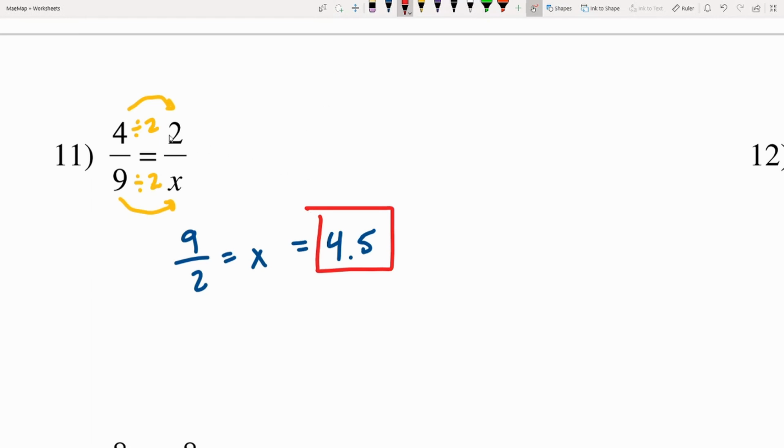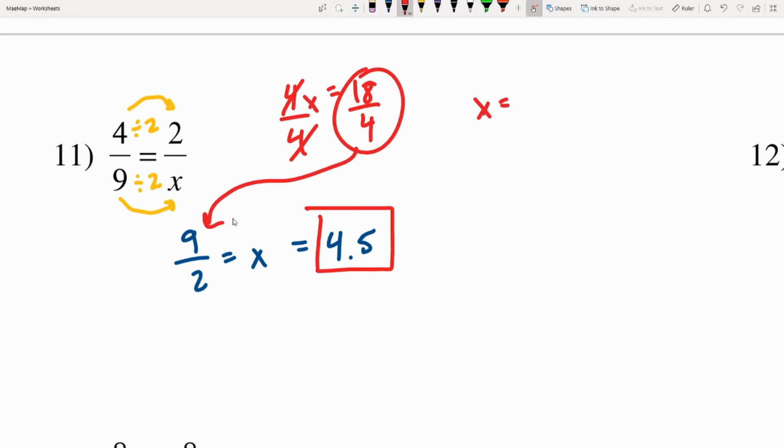And if you wanted to do the cross-multiplying way, we would get that 4x equals 18, and then we divide both sides by 4 to get that x equals 18 fourths, but 18 fourths simplifies down to 9 halves when dividing both by 2.